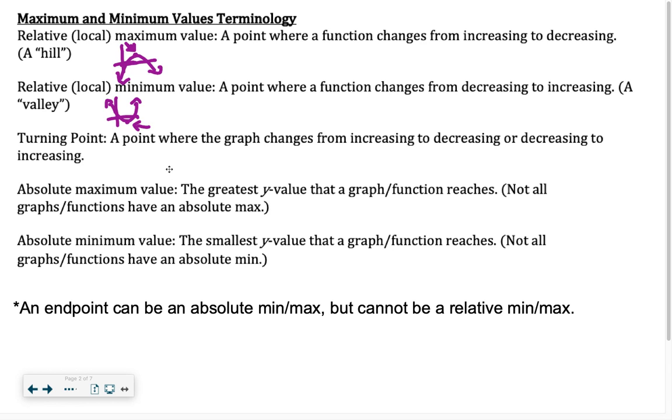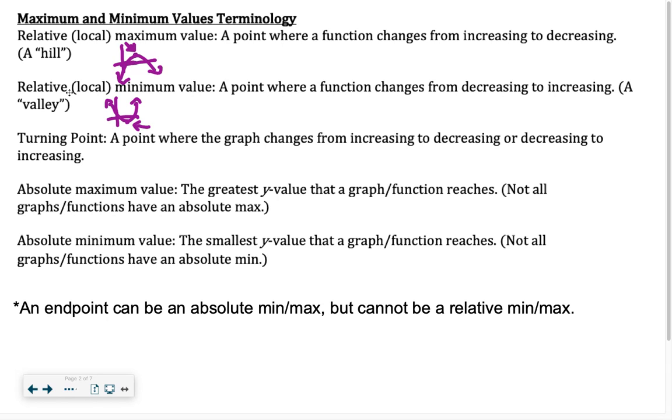Right? And then we can also talk about absolute maxes and mins. So an absolute maximum is the greatest y value that a graph or a function reaches. Okay, and now not all graphs or functions would have an absolute maximum value. If we think about this graph, this little parabola that I drew right here, it keeps going up forever in both directions. So it goes up to positive infinity, right, it's not going to have an absolute maximum value. But this one would. Okay, in this case, if this is just a parabola, this relative maximum would also be an absolute maximum.